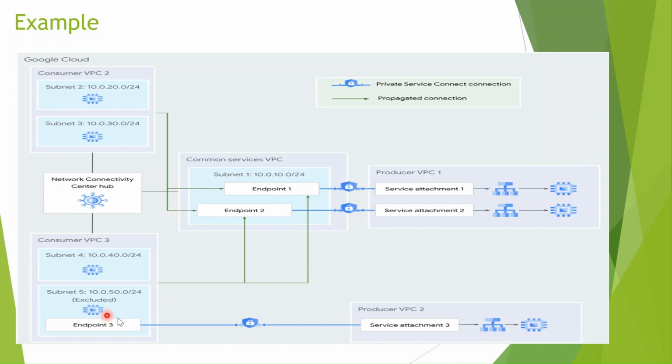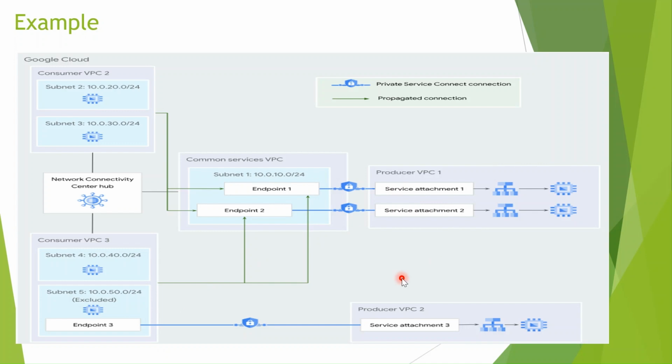We can see there is one more service attachment, from producer VPC2, which is sharing a managed service with consumer VPC3, with the subnet 10.0.50.0/24. But it is not shared with other VPCs, like the common VPC or consumer VPC2, because we have excluded this specific subnet. So there is an option if you don't want to share a specific service with other VPCs. When you connect your VPC spoke to the Network Connectivity Center hub, you can just exclude that subnet, and it will not be shared with other VPCs. I will show you how we can do this.